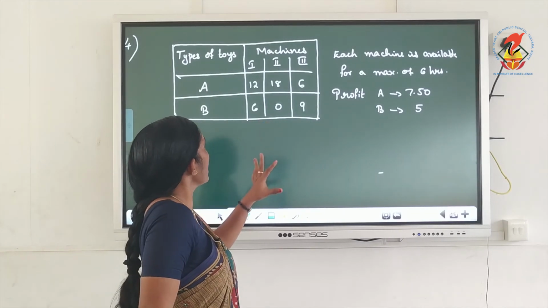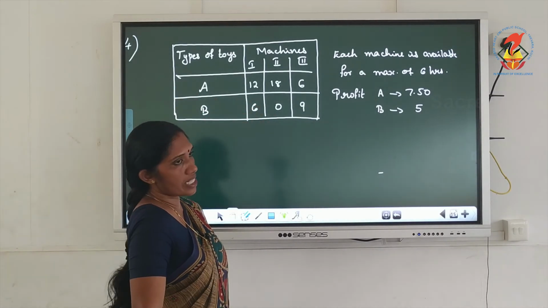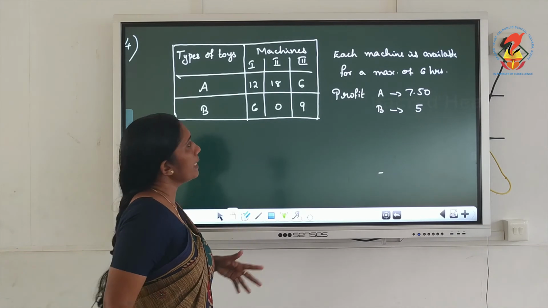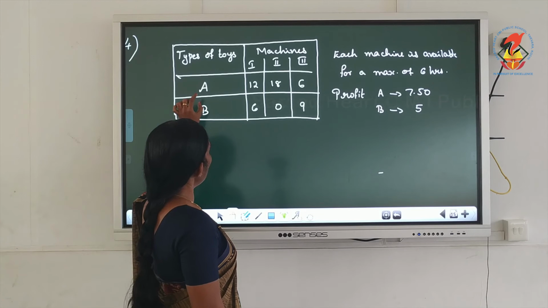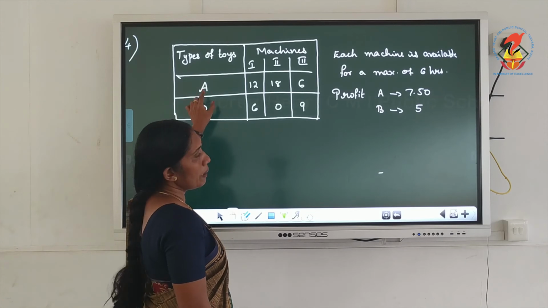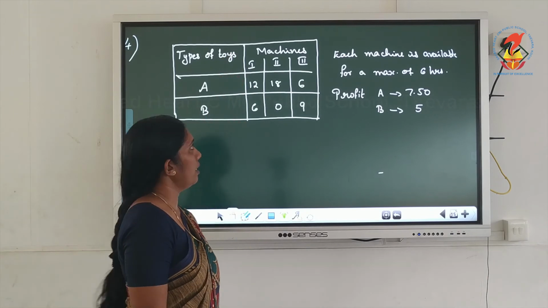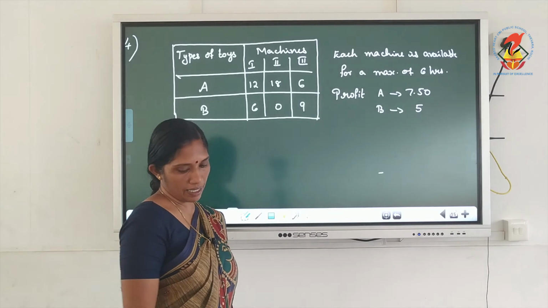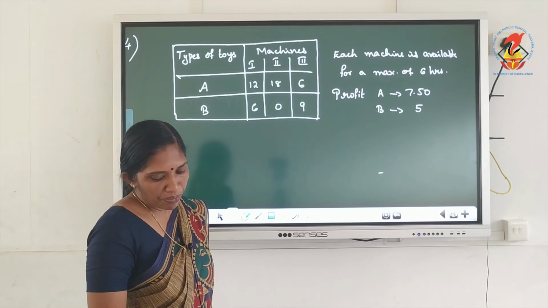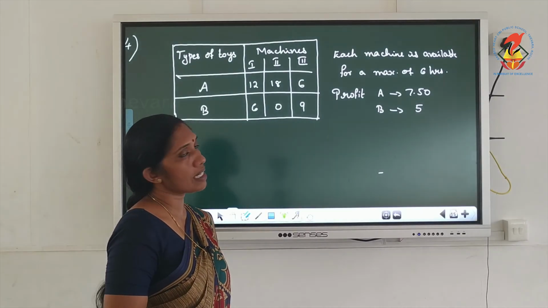So the table is given. There are two types of toys, A and B, and 3 machines are there, and the required time, these are in minutes. So toy of type A requires 12 minutes in machine 1, machine 2 18 minutes, machine 3 6 minutes, like that. So that table is given. Then each machine is available for maximum of 6 hours.